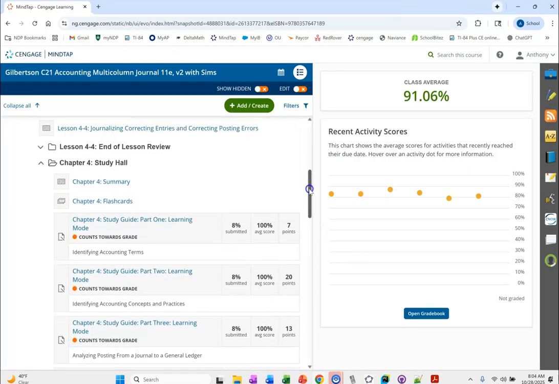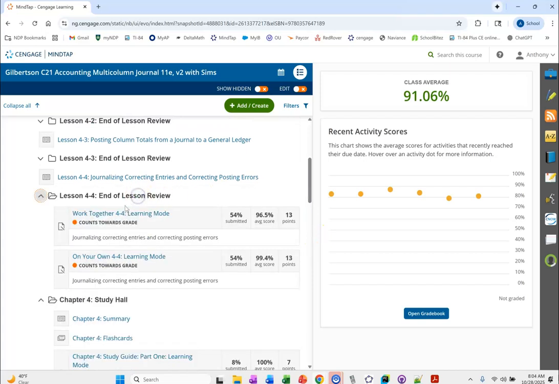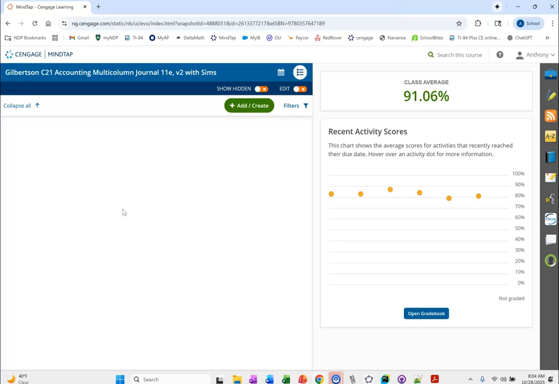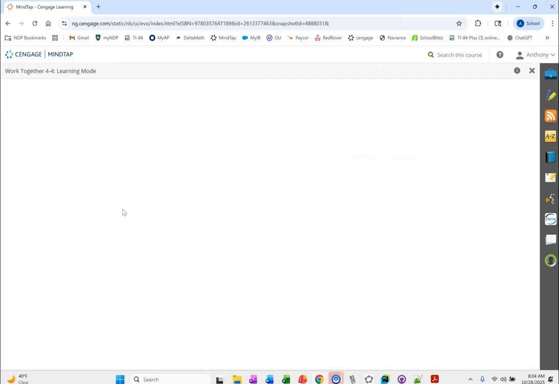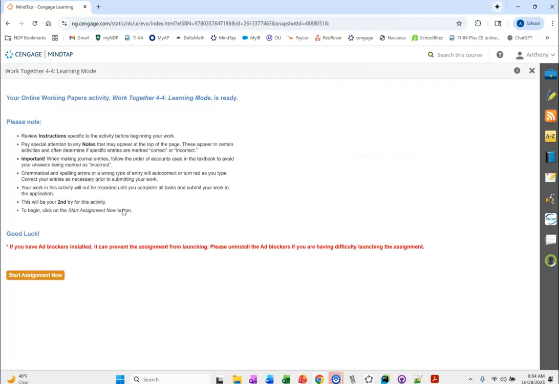So if we looked at the 4-4 work together, we wanted to take a look at that.